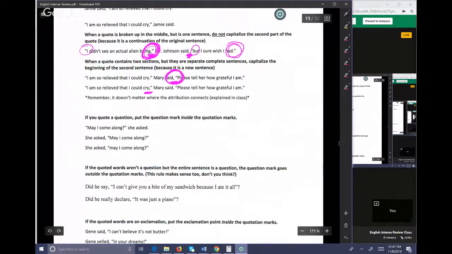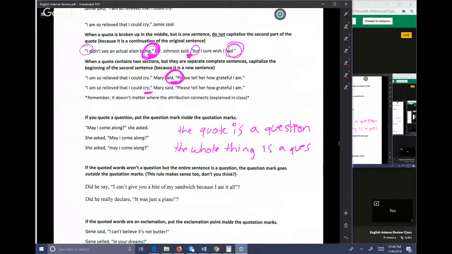One of them is the quote is a question. So if you quote someone who is asking a question in their quote, then the question mark is going to go inside their quote. And if the whole statement is a question, but the quote isn't, then the question mark will go outside of the quote.